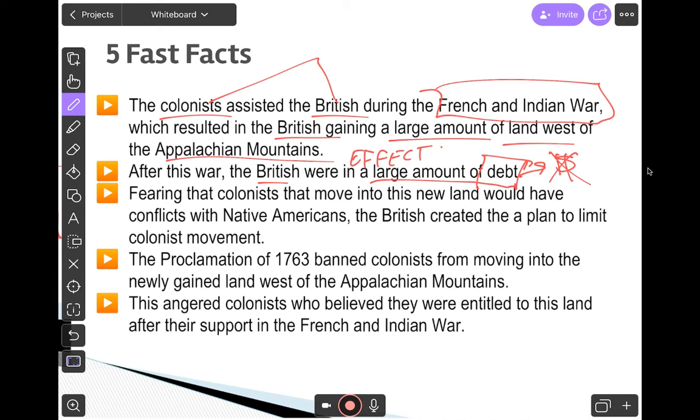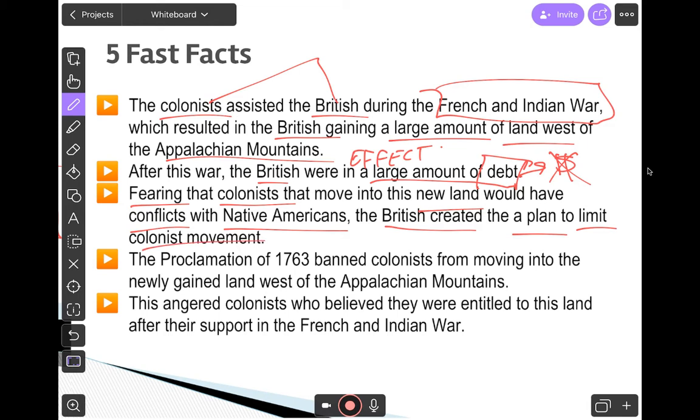Okay, so now the British have this problem. They say, we have all this land, but we need to make up this money as quick as possible. How are we going to do this? Okay, so bullet three. Fearing that the colonists would move into this new land and potentially have conflicts with Native Americans, the British created a plan to limit colonist movement.